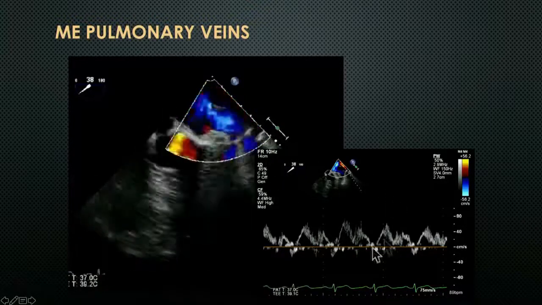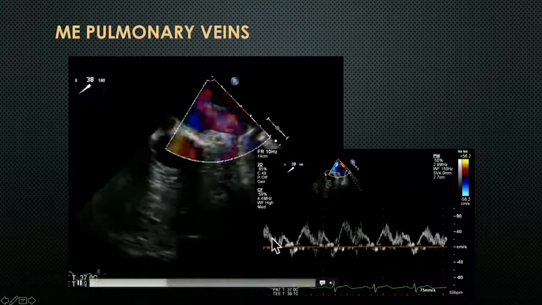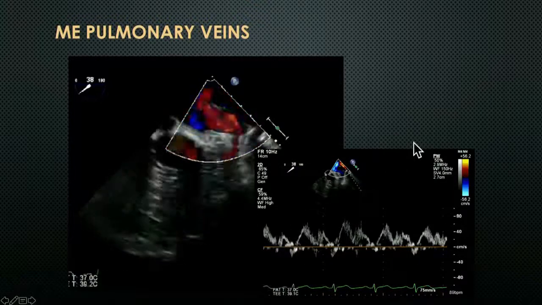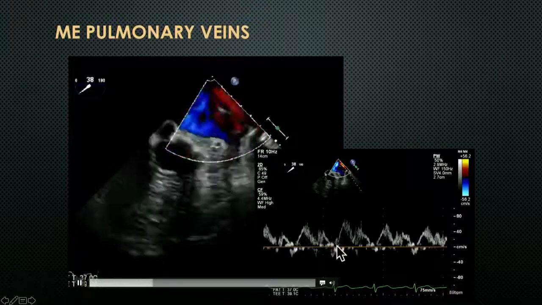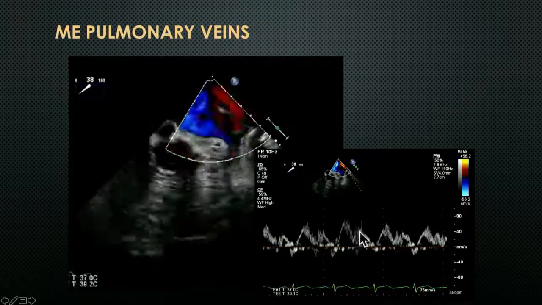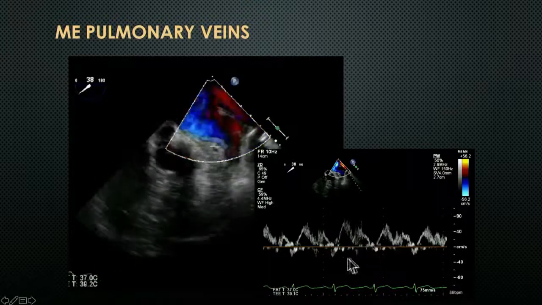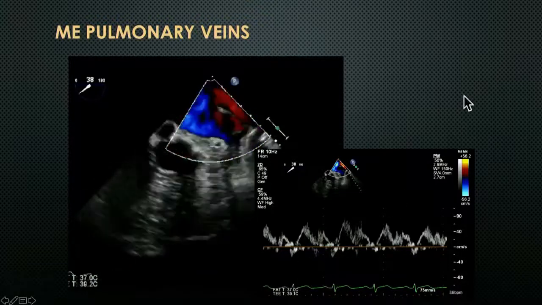We can Doppler the pulmonary veins here, and this becomes very important when we're assessing the severity of mitral regurgitation. This is a normal Doppler flow pattern with a predominant systolic component, a lesser diastolic component, and very small atrial reversals.